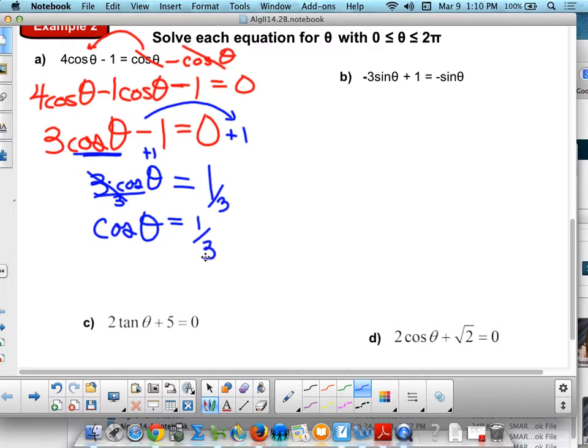Help me out. What do I do? How do I get theta all by itself? Times it by what? Cosine. Inverse cosine knocks out cosine. Got it. Theta equals inverse cosine of what? 1/3. Punch it in. Let's see what you get. 70. Okay, round it. 71.